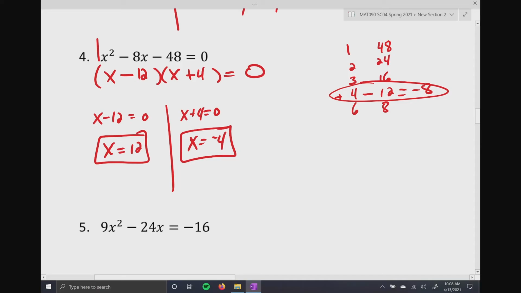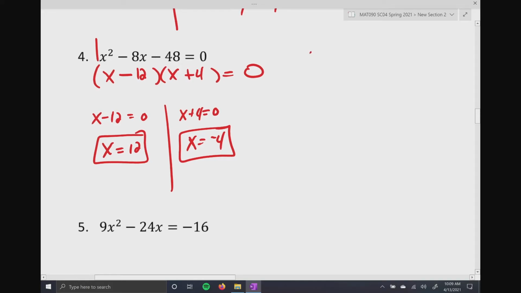So our factored form is x minus 12 times x plus 4. We set each of those equal to 0, and then we solve respectively. So our two solutions are x equals 12 and x equals -4. Now, if you wanted to check yourself, you got to substitute those values in for x into the original equation, and you should get 0 for an answer. So let's go ahead. Let's just try it. All you got to do is watch. You don't have to write this down if you don't want to. I'm going to let x equal 12.